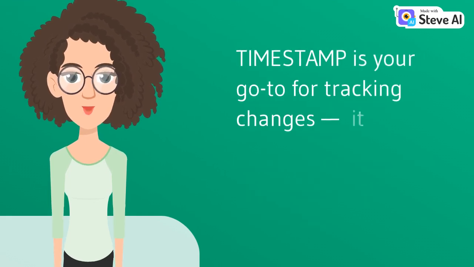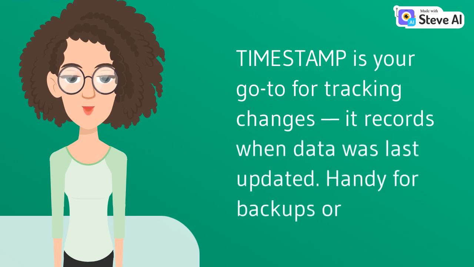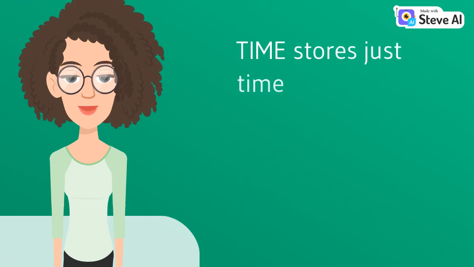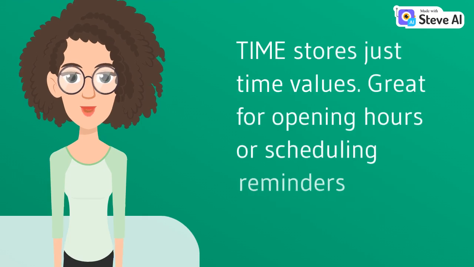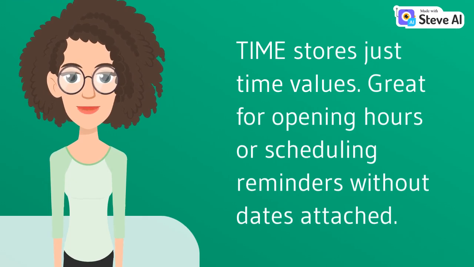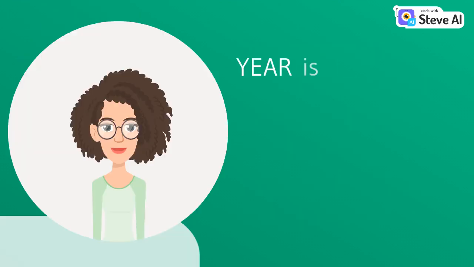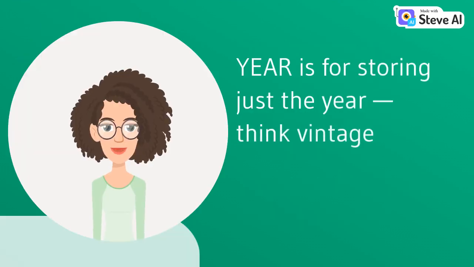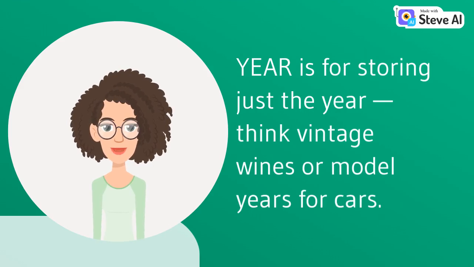TIMESTAMP is your go-to for tracking changes. It records when data was last updated. Handy for backups or logs. TIME stores just time values. Great for opening hours or scheduling reminders without dates attached. YEAR is for storing just the year. Think vintage wines or model years for cars.